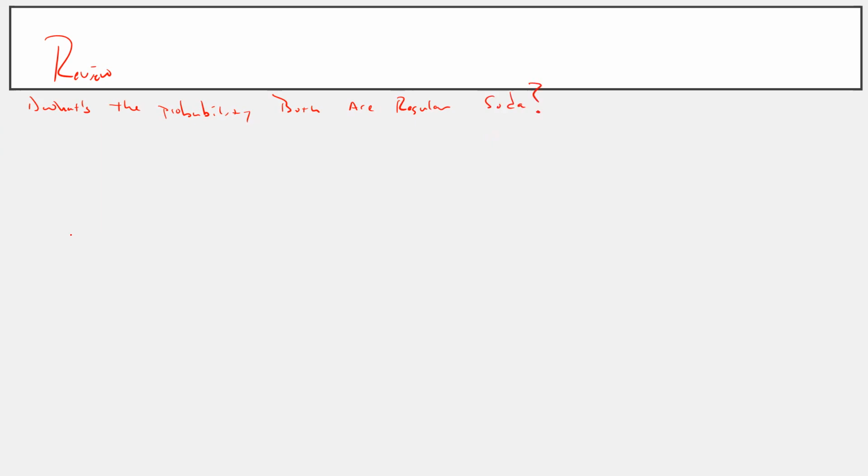Okay. Sorry about that. Okay, so what is the probability both are regular? I want to use the general multiplication rule for dependent events here, okay? So it's going to be the probability the first is regular and the second is regular. Can anybody tell me why these are dependent events and not independent?